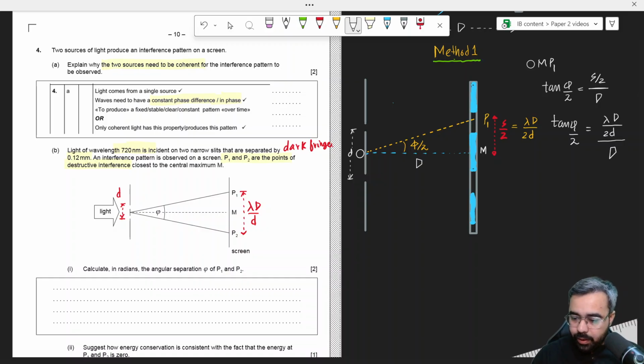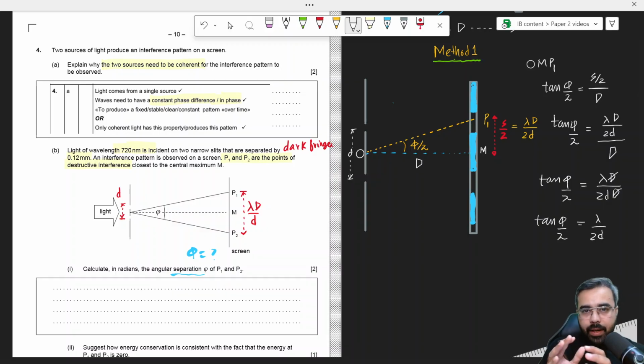Okay, so in the next step, you see that we can write it like this: 2d and this big letter D, right? And phi is the angle you see in the diagram. And in this question, the first question, in this one we have to find out basically this phi angle. All right. So what we get, this D and this D are cancelled out, and tan phi over 2 is equal to lambda over 2d.